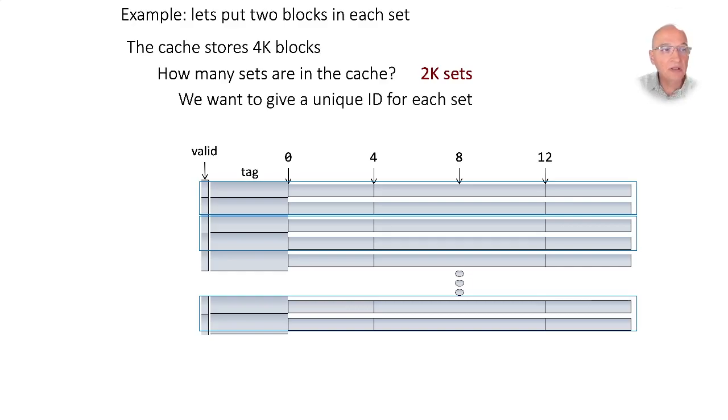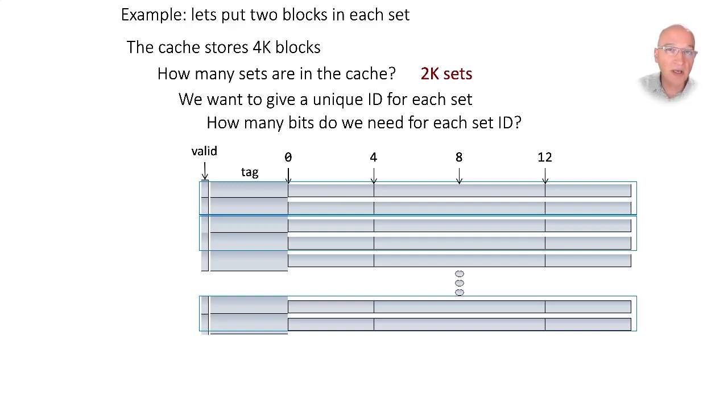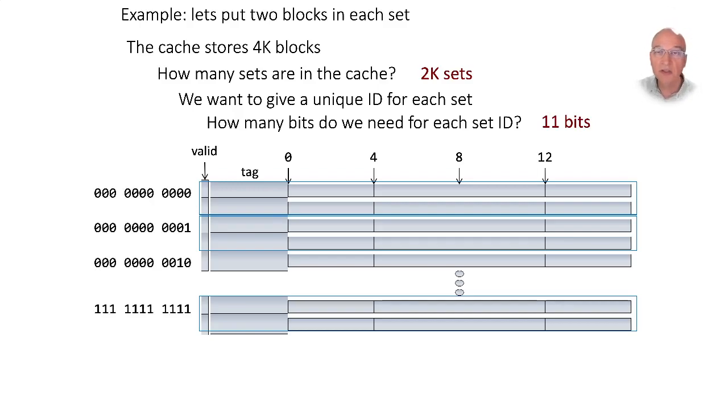And now I want to give a unique ID to each one of those sets. How many bits do I need to give a unique ID to each of the sets? Well, I only have 2k sets, so that will be 2 to the 1 times 2 to the 10. So there will be 11 bits. I need 11 bits to identify each one of the sets.